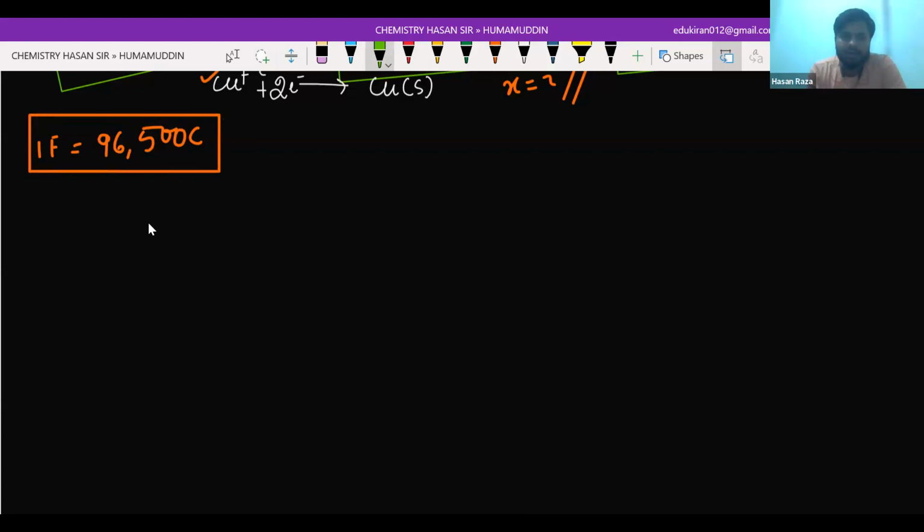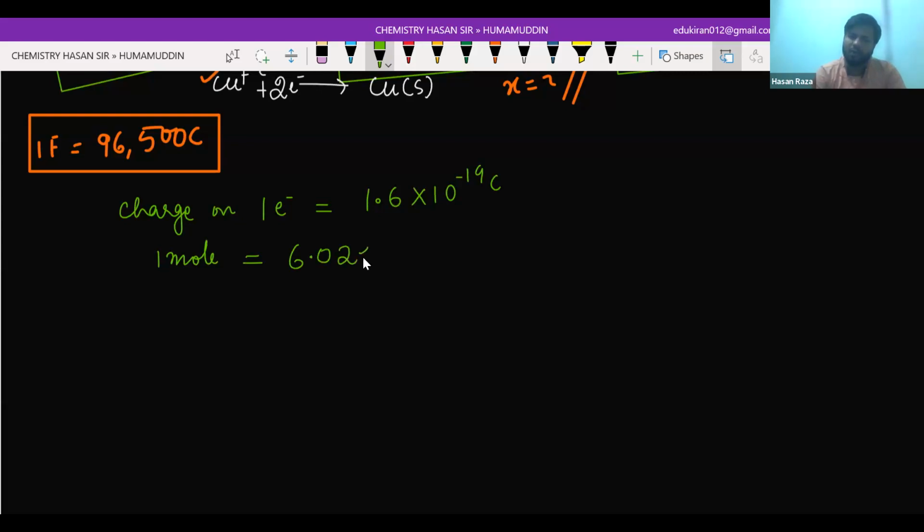Do you know what is the charge on 1 electron? Charge on 1 electron, you already know. This is 1.6 into 10 raised to the power minus 19 coulomb. This is the charge on one electron. Now, you also know that 1 mole is equal to 6.022 into 10 raised to the power 23 in number.